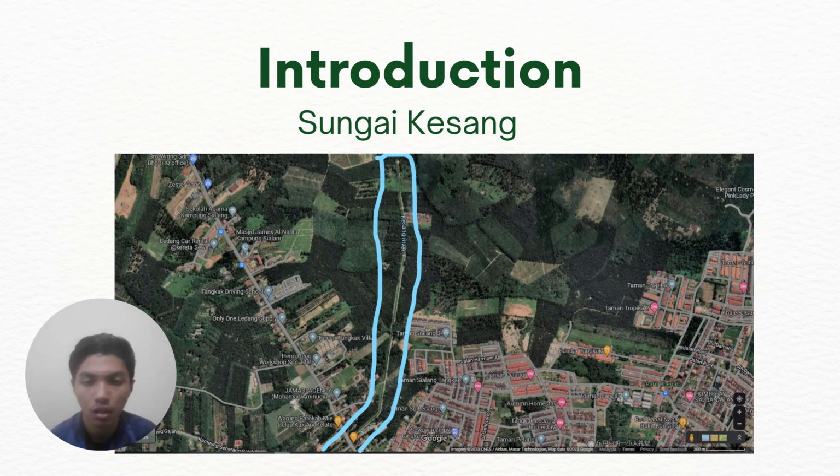So the first thing first, we have investigated the case at Sungai Kesang, where the problem is soil deformation. Before we delve deeper into the problem of soil deformation, we need to understand the definition of soil deformation within geotech problems. Soil deformation refers to the alteration or change in form or volume in a soil.